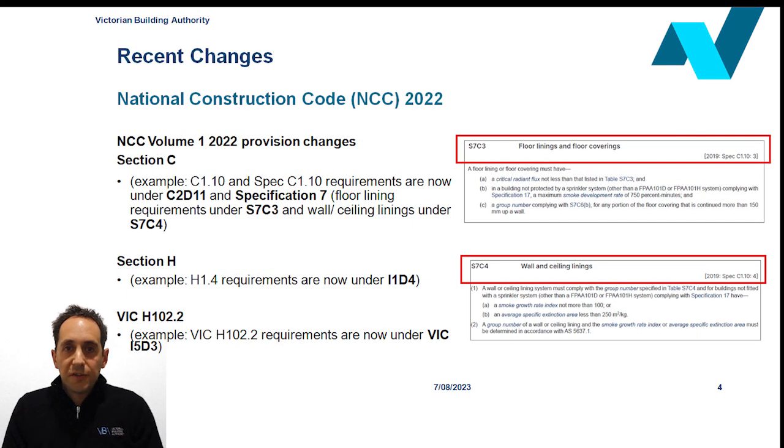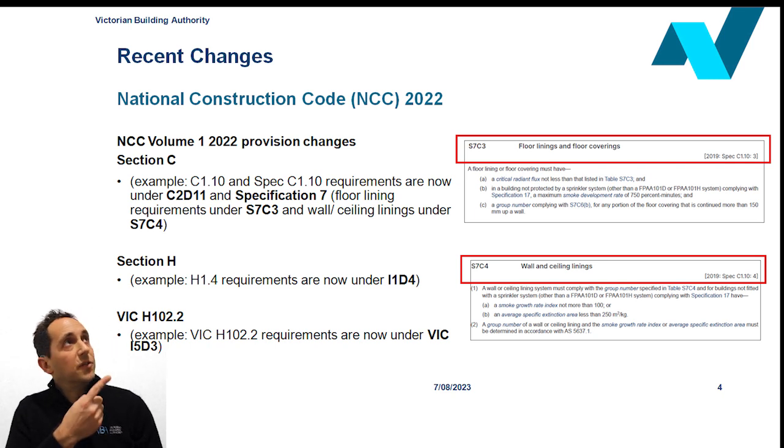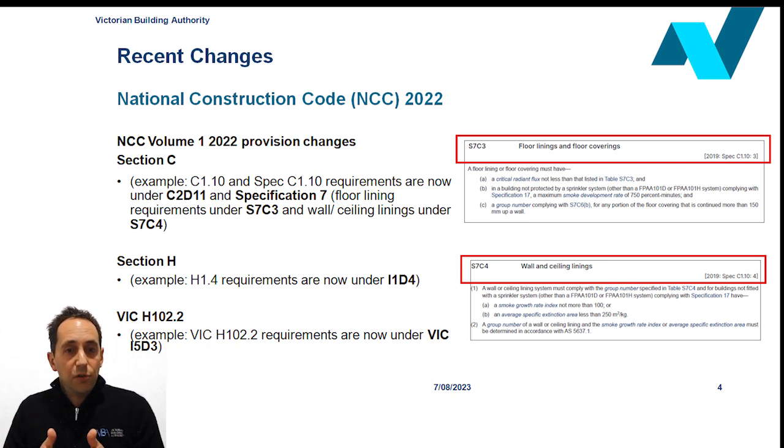So, recent changes. One of the main changes as of the 1st of May 2023 was that the National Construction Code 2022 came into effect, which has updated most of the provisions. As an example on the slide, you can see common provisions such as C110 and Spec C110 under the NCC Volume 1 are now being replaced with C2D11 and Spec 7. This was commonly applied to floor linings and wall and ceiling linings in the past.